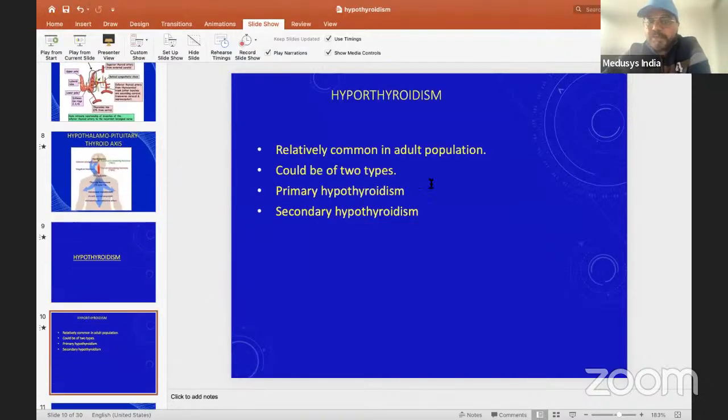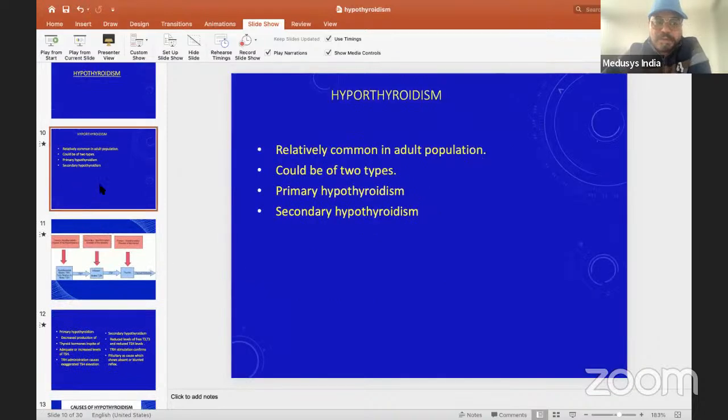Now coming on to hypothyroidism. It is relatively common in the adult population and can be of two types, primary hypothyroidism and secondary hypothyroidism. What is primary hypothyroidism? When the disease itself is in the thyroid gland, either due to any thyroiditis, Hashimoto's thyroiditis, any TPO antibodies. Secondary hypothyroidism is when the disease is above the thyroid gland, that's in the pituitary or in the hypothalamus.